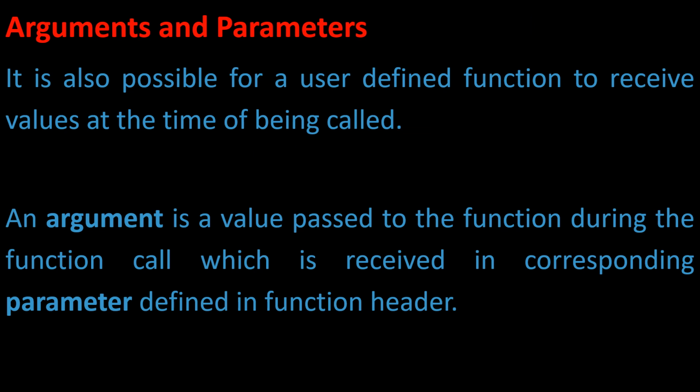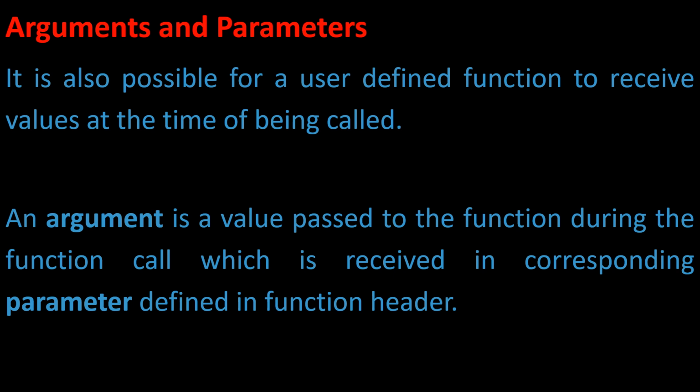Arguments and parameters. It is possible for a user-defined function to receive values at the time of being called. That means when a function is invoked, at that time it can receive values. An argument is a value passed to the function during the function call, which is received in the corresponding parameter defined in the function header. That means the argument which we pass at the time of calling a function will be received in the corresponding parameter defined in the function header.